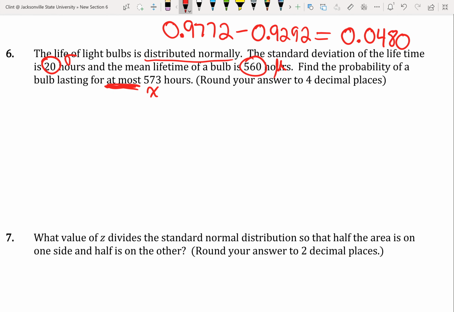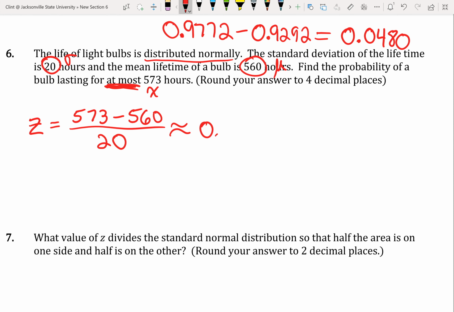Okay. So we're going to use our Z formula again. Our x is 573 minus the mean of 560 divided by our standard deviation of 20. Rounding to 2 decimal places here, 573 minus 560 gives us 13, divided by 20 gives us a Z of exactly 0.65. Okay.